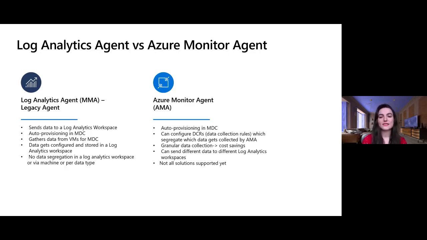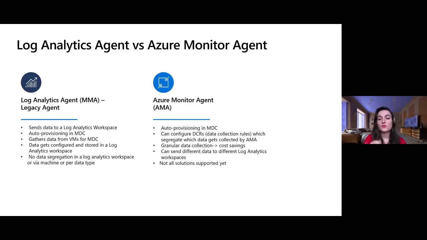Mainly, it's that AMA allows for granular data collection. So you can now select which types of data you want to be collected from your virtual machines, and then you can decide where it should be stored. You can select multiple locations where to store the data. For example, you can store it in one Log Analytics workspace, or you can store that data about that virtual machine in multiple Log Analytics workspaces.